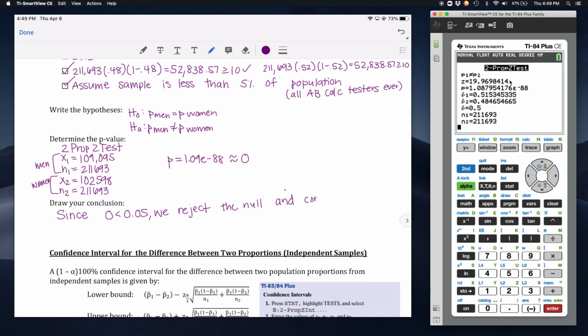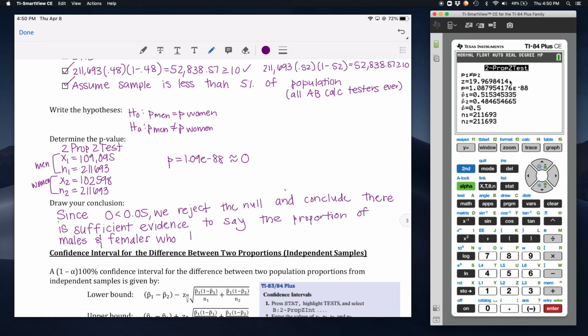and conclude there is sufficient evidence to say the proportion of males and females who take Calc AB is different.